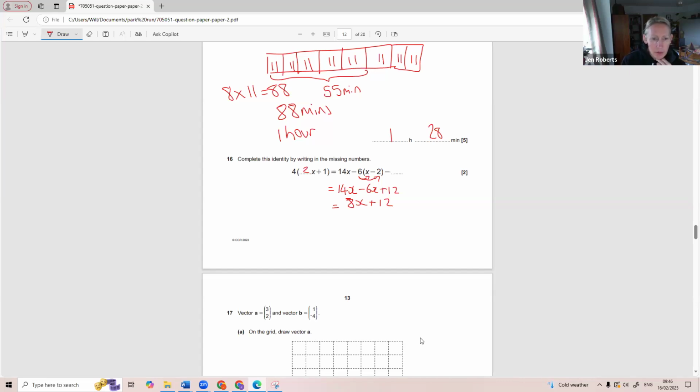Okay, let's just expand these brackets here now. I've got 8x plus 4. How do I make this 12 into this 4? Because I need to make them equal. I need to take off 8. So those are your missing numbers, 2 and 8.